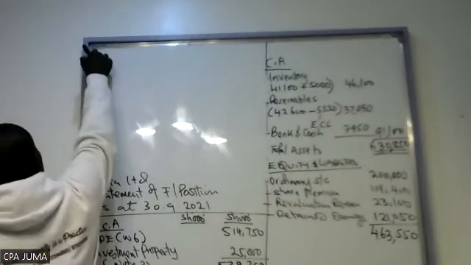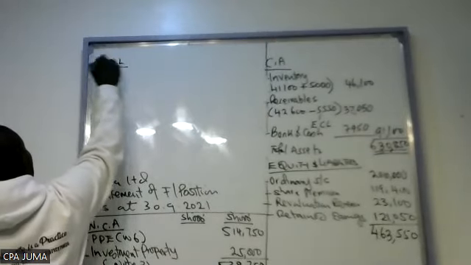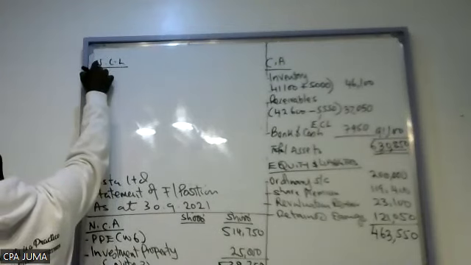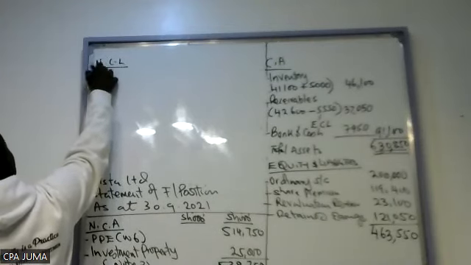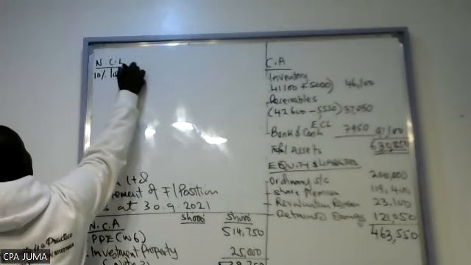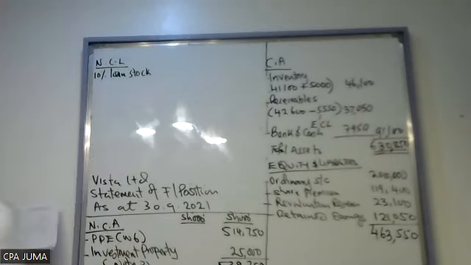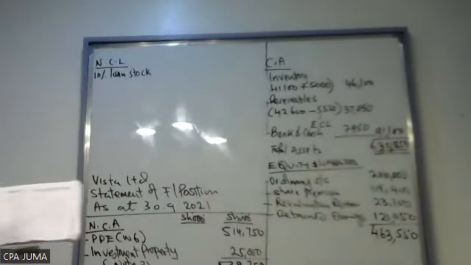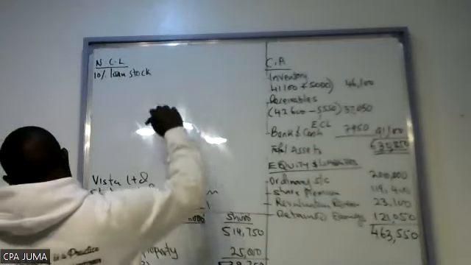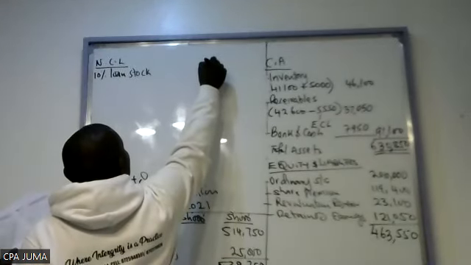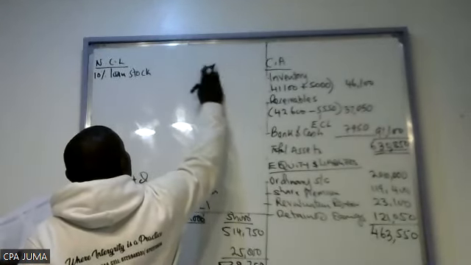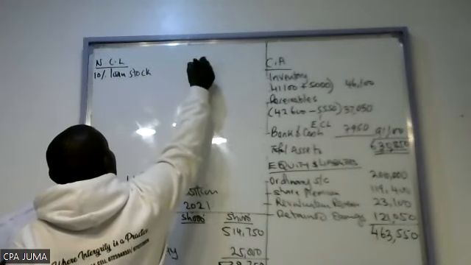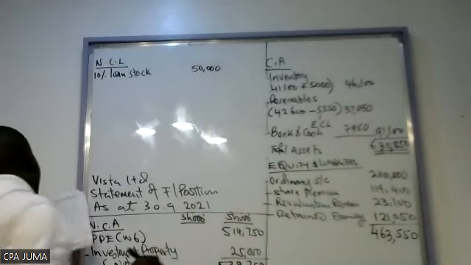So non-current liabilities, we have 10% loan stock. 10% loan stock, the second last. The second last, it was 50,000 in the first column.